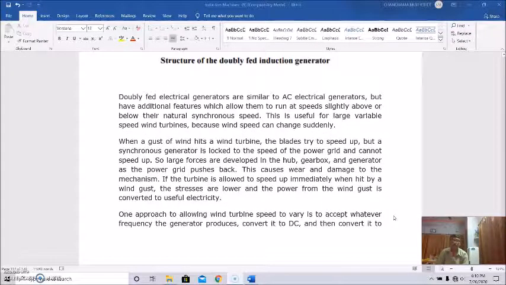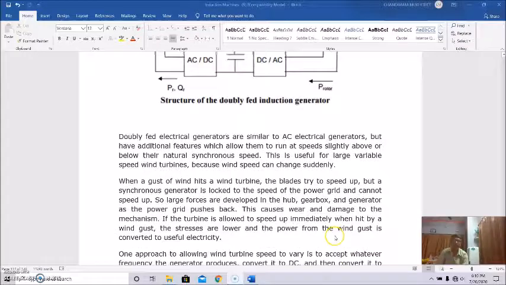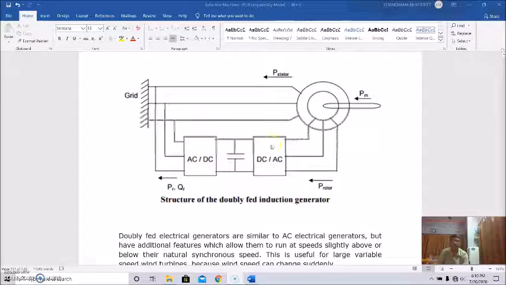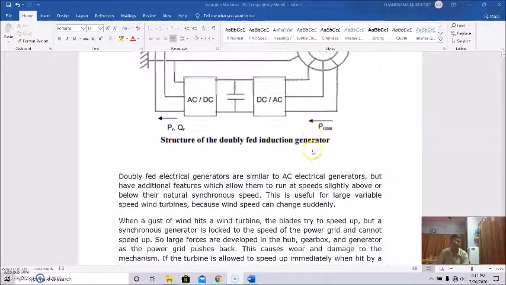So one approach to allow wind turbine speed to vary is to accept whatever frequency the generator produces, convert it to DC and then convert it to AC. So this is actually an AC to DC converter and then a DC to AC converter, in this fashion.